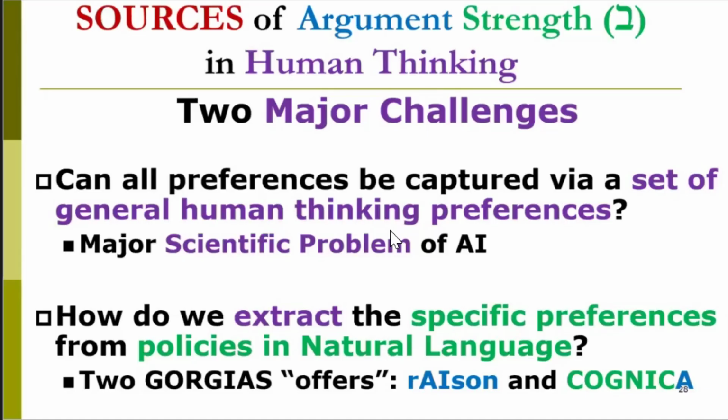You can look at it both formally, you can look at it experimentally, and whatever. And the second one, which is a more practical one: how, in the third source, which is through policy text, do we extract the specific preferences from policies in natural language? And here, the technologies that we're mentioning are technologies that address this second challenge. Actually, the second one addresses the second challenge by addressing the first one a little bit and getting some kind of partial information to guide how we're going to do this.